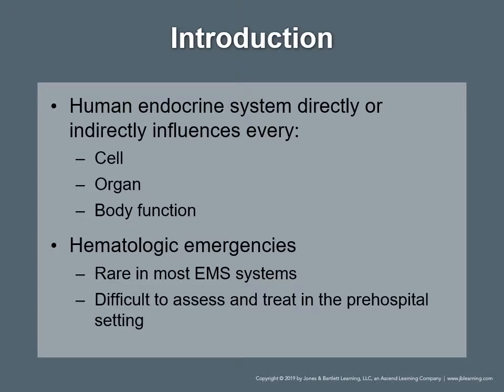The human endocrine system directly or indirectly influences every cell, organ, and body function. Endocrine disorders can have many signs and symptoms. They require a thorough assessment and immediate treatment. Hematologic emergencies have the following characteristics. They are rare in most EMS systems, difficult to assess and treat in the pre-hospital setting, and an advanced EMT can offer support and may save a patient's life.